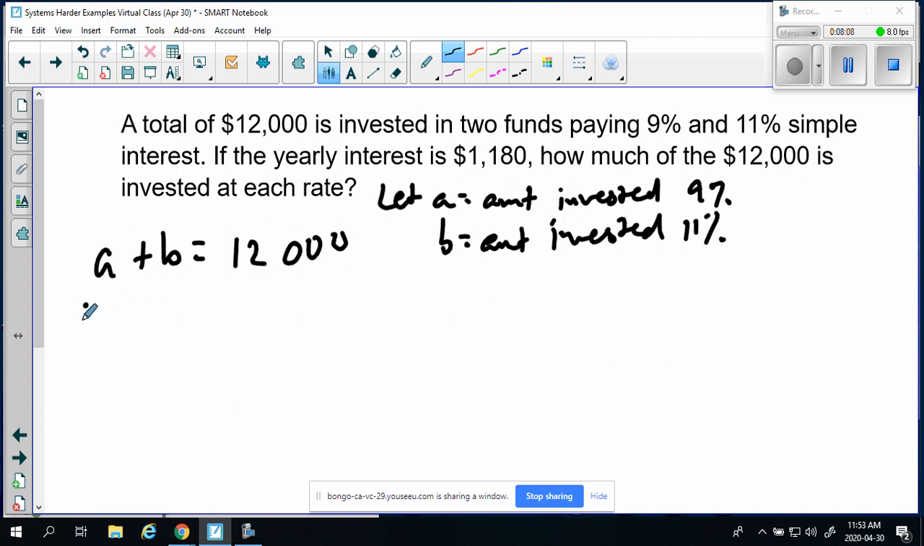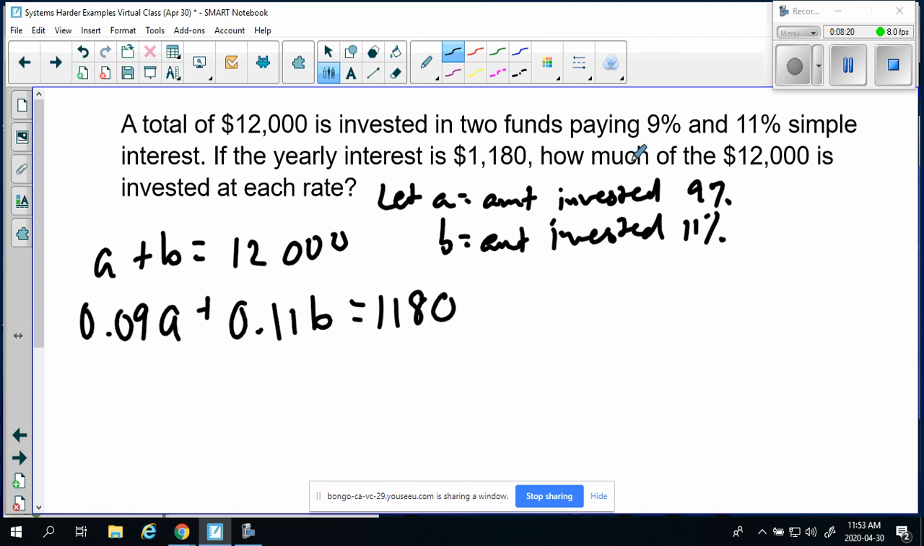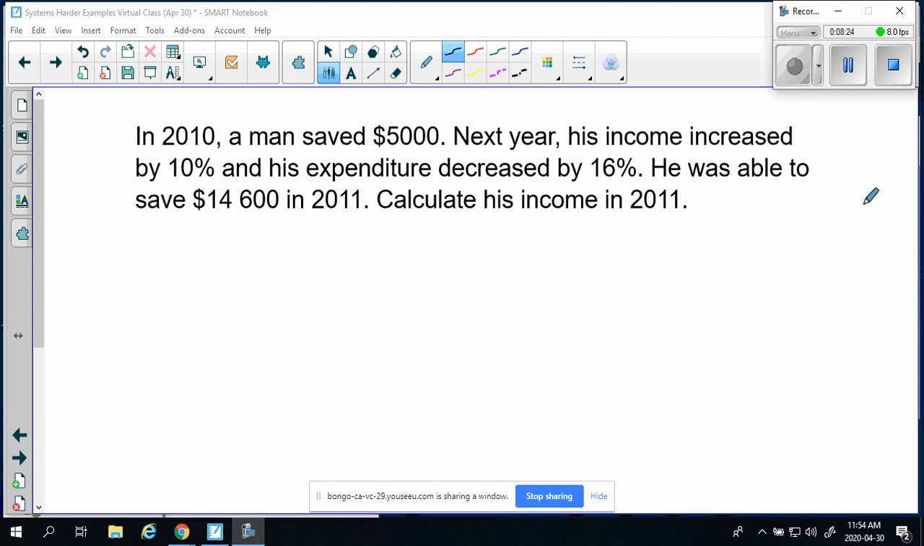And then the interest one, you're going to take 0.09 times however much you had in your A account, and then 0.11 times however many you had in your B account. So your interest earned is $11.80. And again, I'm not going to solve that, but you should be able to by elimination. So this one's a little bit different.